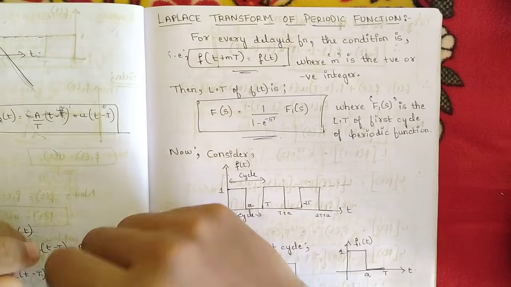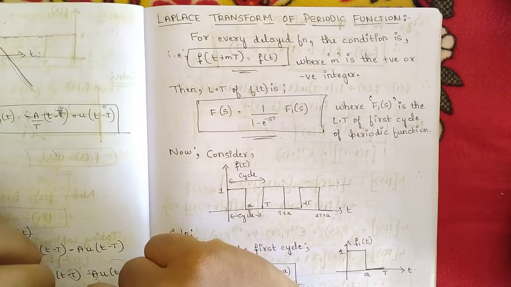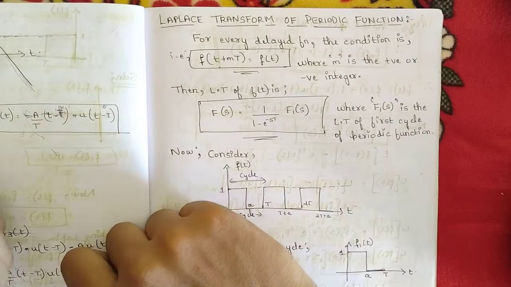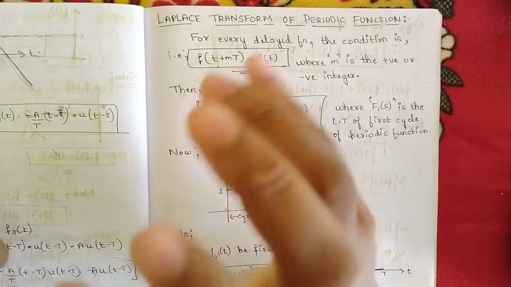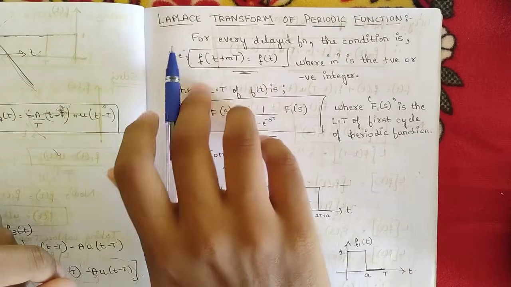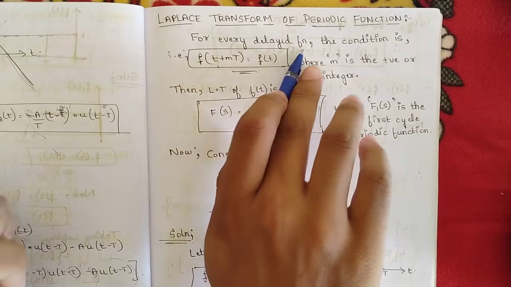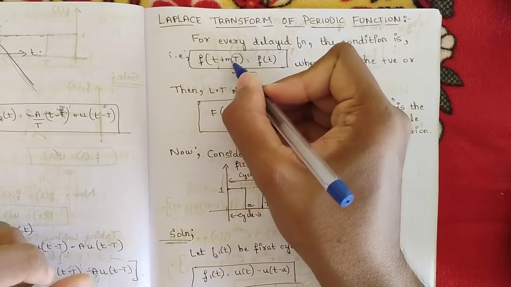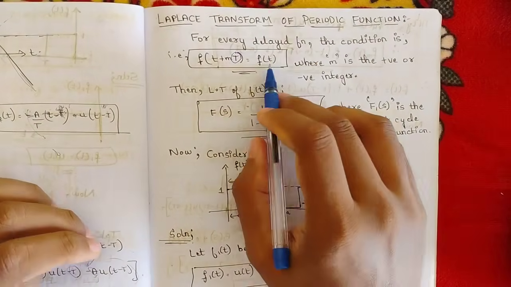Basically, periodic function means a repeating function, right? It is constant for one single period and it repeats for separate time intervals. Okay, that is basically a periodic function. According to this, for every delayed function the condition is given as f of t plus nT, where this T is the period, and that is equal to f of t.